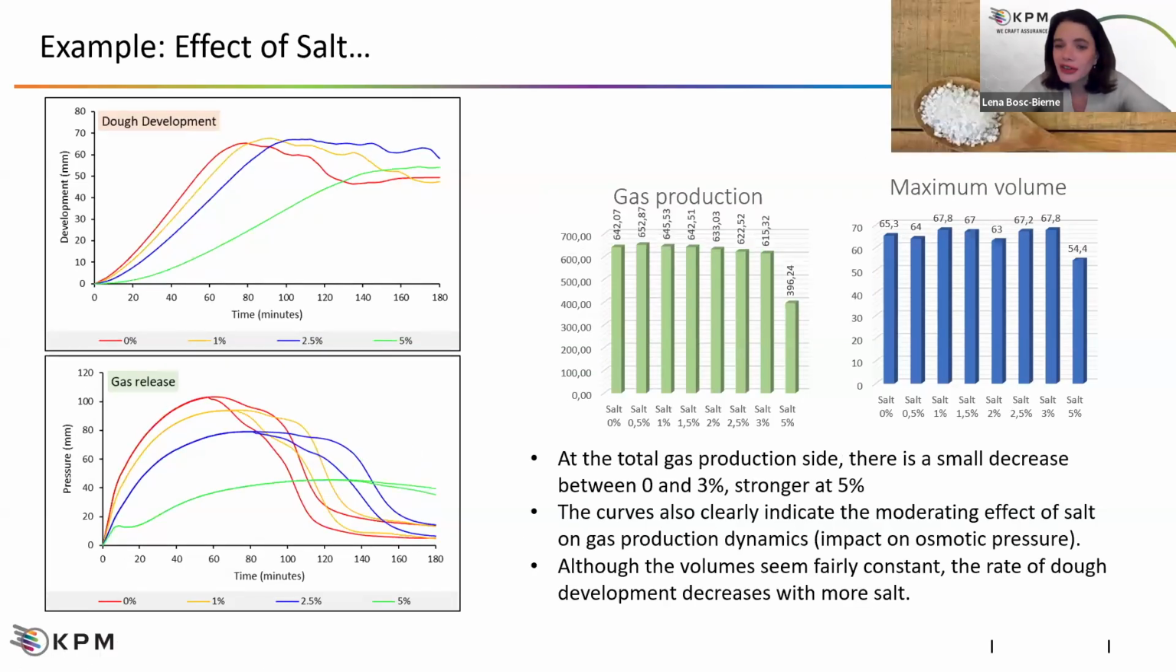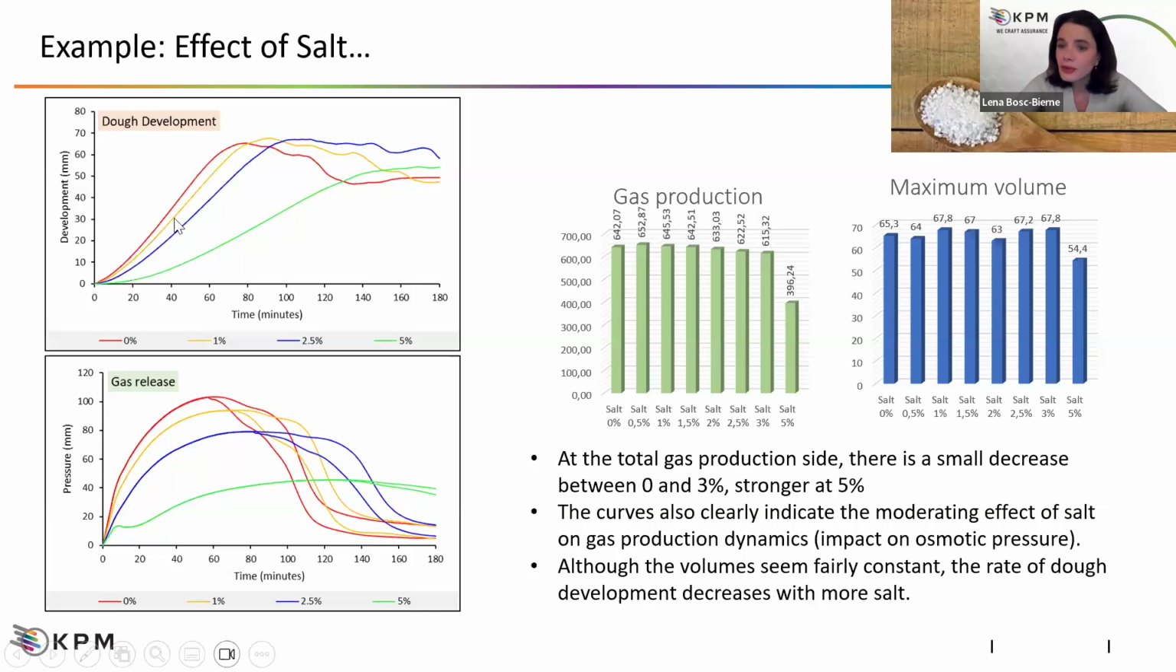And then here it's about salt. Salt has a very strong impact on every characteristic of the dough because it has a very strong impact on the osmotic pressure. It will connect with the water, make it less available for the other components. That will impact the mixing, the proofing, the baking, and the final product. And we see that if we put more salt, we will delay the fermentation. We will have in the end less volume. And this is because we produce less. We can directly see here the moderating effect of salt on gas production dynamics because it impacts the osmotic pressure.